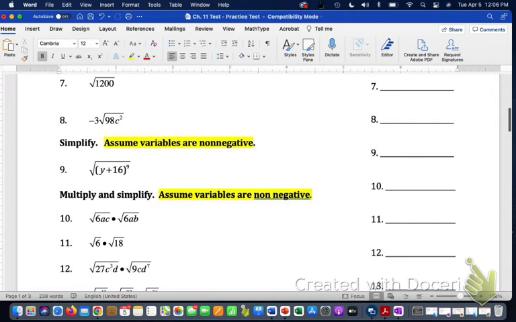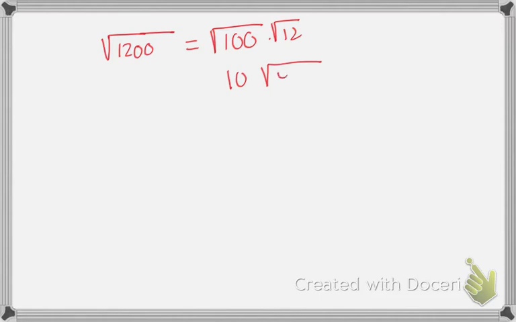Okay, now, number 7. I would break it down. Number 7, we're going to break down to the square root of 1200. We can do 100 times the square root of 12. I know that this is going to be 10, and I can break down that 12 to 4 times 3. So I get 10. The square root of 4 is 2, and then I'm left with rad 3, so that's 20 rad 3.